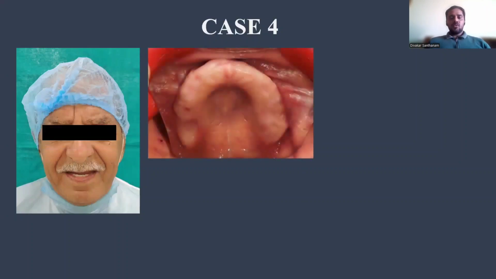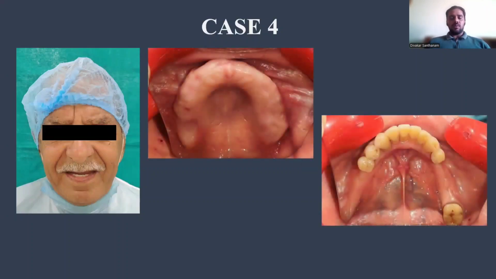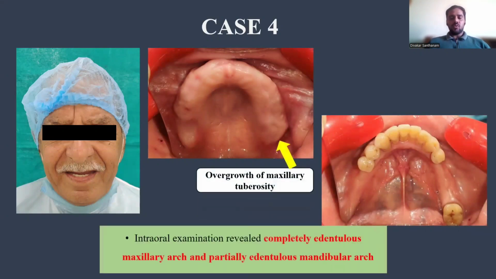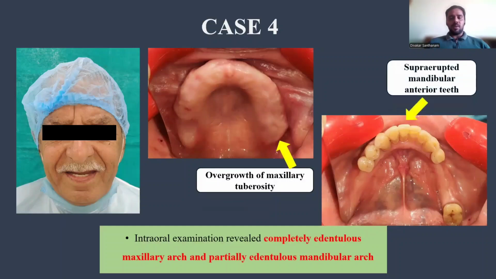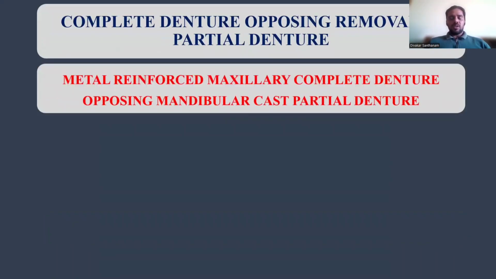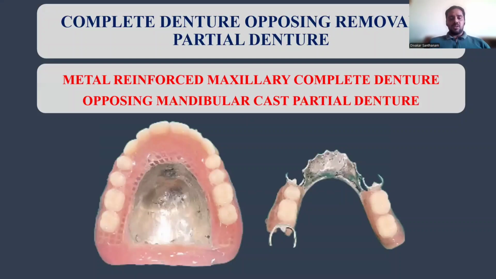Coming to case four, a patient with a previous denture reported that the denture was frequently getting fractured. When we evaluated intraorally, the patient had slight overgrowth of the maxillary tuberosity and the mandibular anterior teeth, which was slightly progressing into a condition called combination syndrome. To stop this combination syndrome, as well as to reduce the fracture of the maxillary complete denture, we fabricated a metal reinforced maxillary complete denture opposing the mandibular cast partial denture.